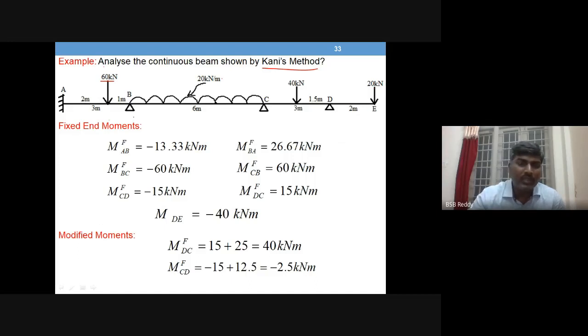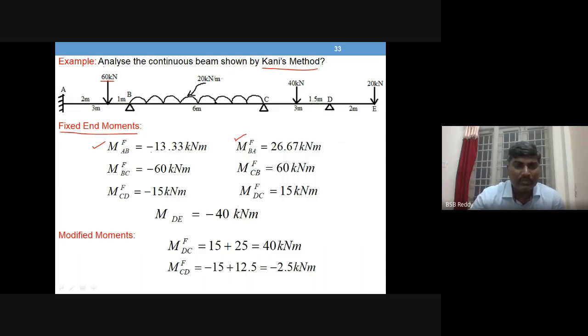Right. So step one will be fixed end moments. So for span AB, fix it and write the fixed end moments; the formula is P a b squared by L squared, and similarly P a squared b by L squared.